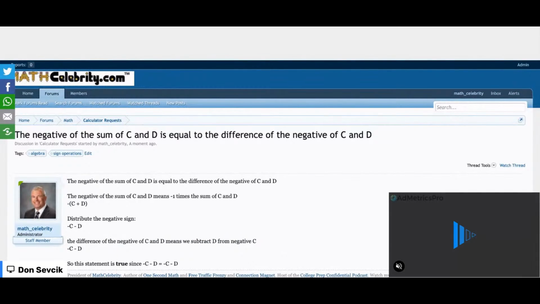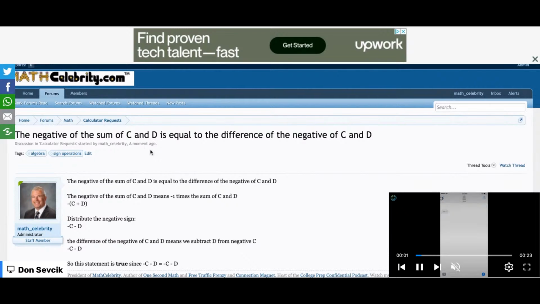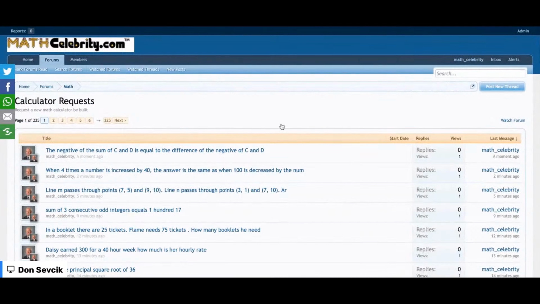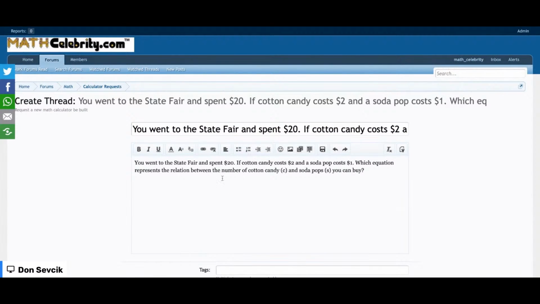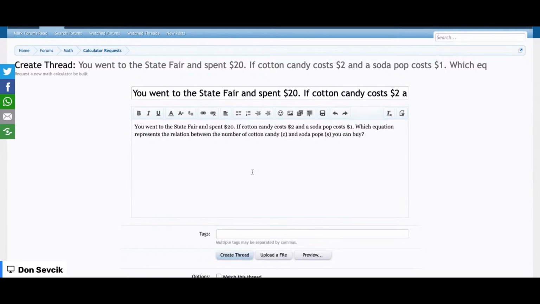Okay, last one for the day, and then we can enjoy the rest of the weekend. What do we got? You went to the state fair and spent $20. If cotton candy costs $2 and a soda pop costs $1, which equation represents the relation between the number of cotton candy C and soda pops S you can buy?